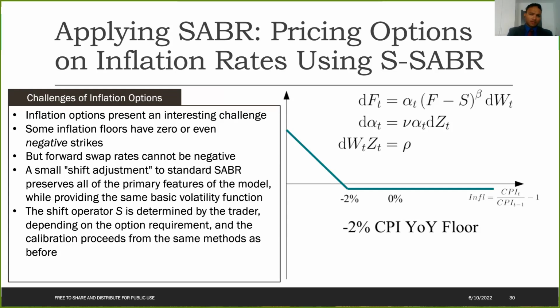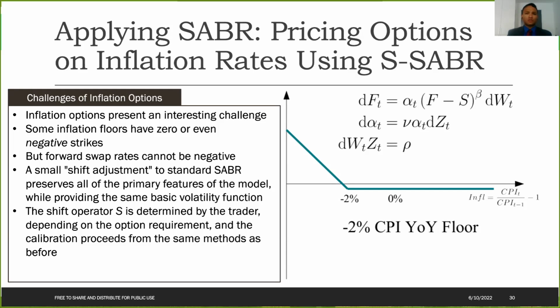Another really interesting application of S-SABR comes in the inflation world. I have a lot of experience with inflation derivatives as well. I worked on an inflation desk for a long time. The inflation world is unusual because you sometimes have negative strike options. Why negative strike? Essentially, the trader or the counterparty is forecasting deflation. The rate being priced is the forward or future value of the CPI index, and the CPI index is defined by the value of the CPI today divided by the value of the CPI the previous year. The year-on-year change of CPI is essentially what you're looking at.